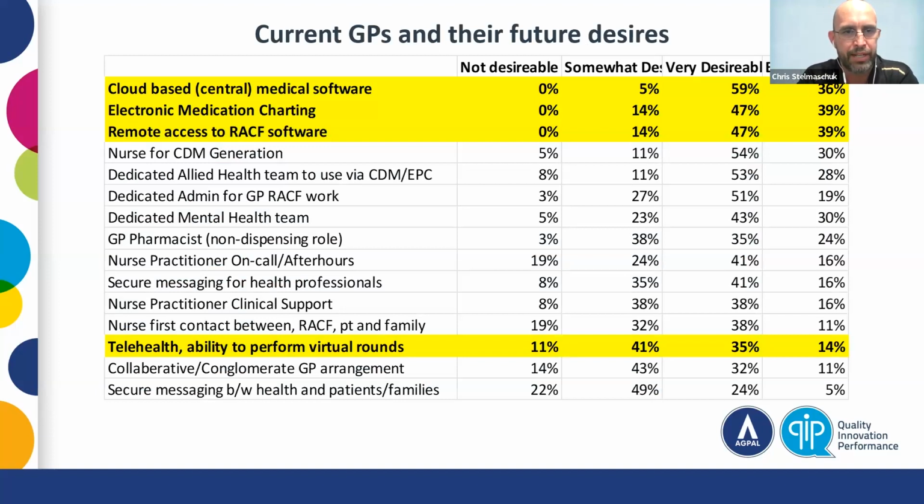So the electronic medication charting, cloud-based or remote access to medical software, also remote access to the RACF software. From what I understand, it sounds like most of the Gold Coast seems to be electronic now in terms of their charting and delivery of information, which is great to see. And most people have remote access. So if you don't, it's really important to try and push this with your facilities. You can't do telehealth, you can't do virtual rounds without the information available. So it's really important that you have that underlying information there.